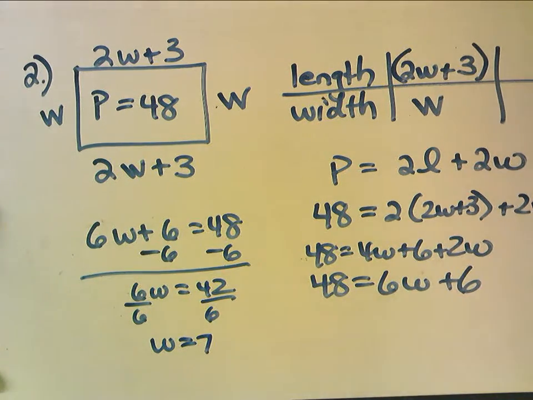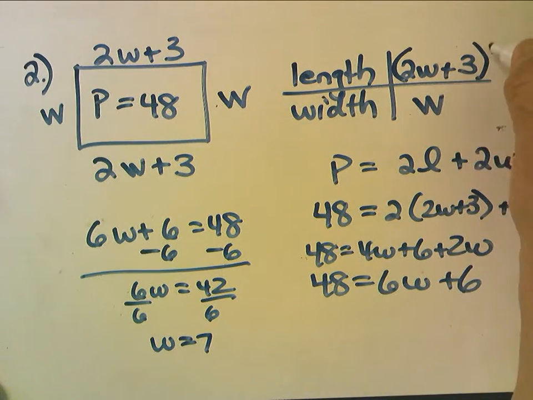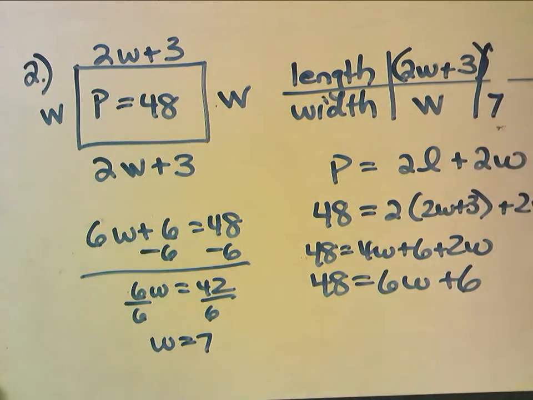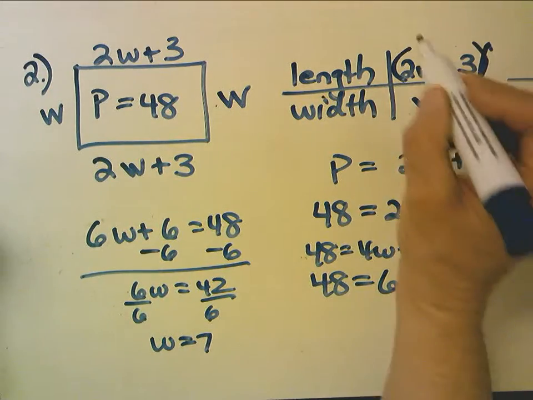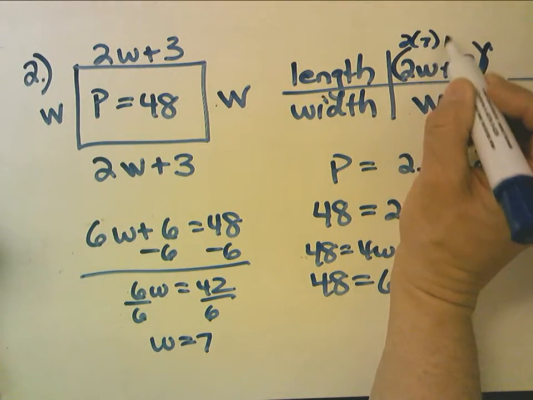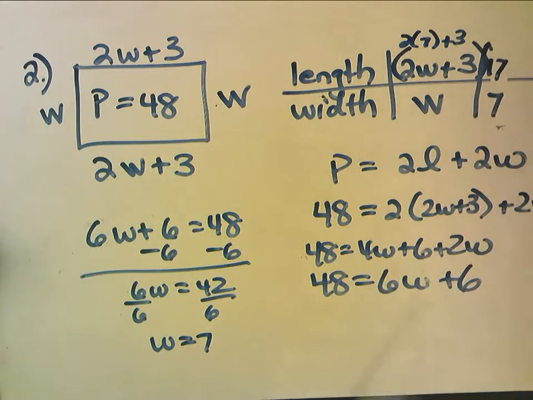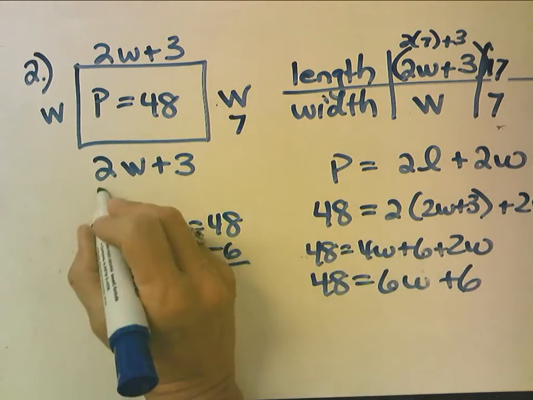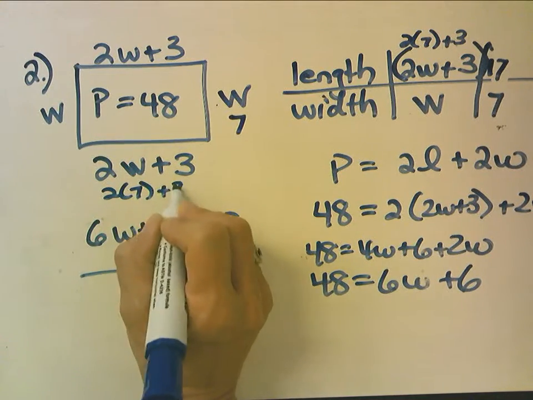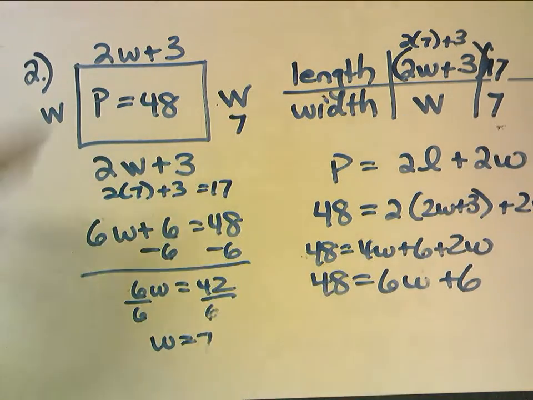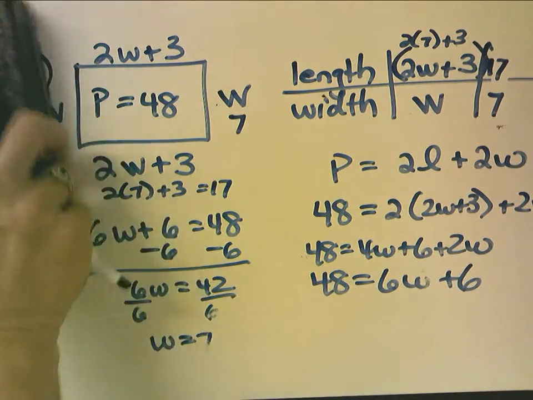Now, if w equals 7, if I put a 7 there, I do 2 times 7 plus 3 is 14 plus 3 is 17. Or I can say w equals 7 here and do 2 times 7 plus 3 is 17. I can label my answer there. So you can either do it with the formula and chart or the picture. Okay?